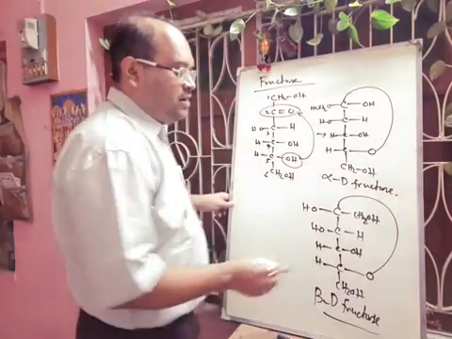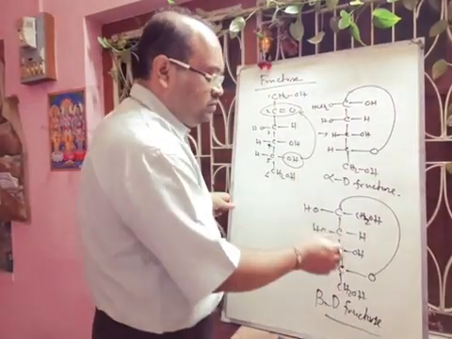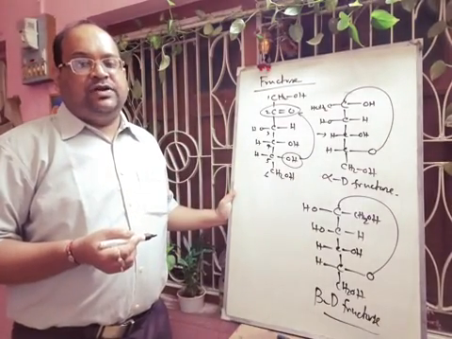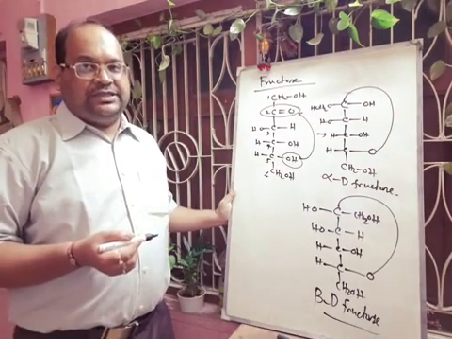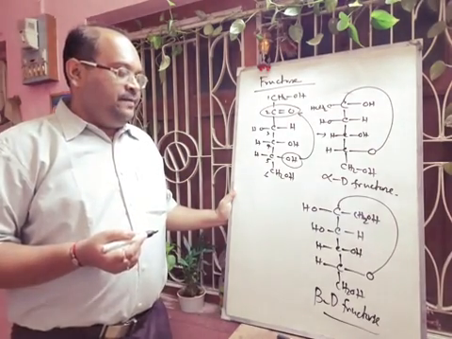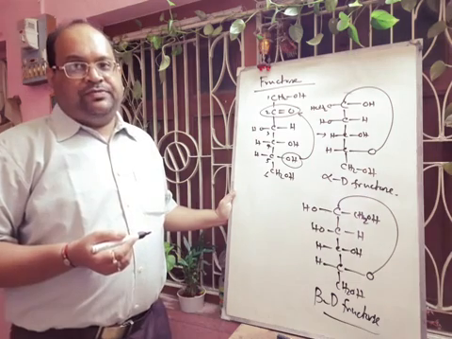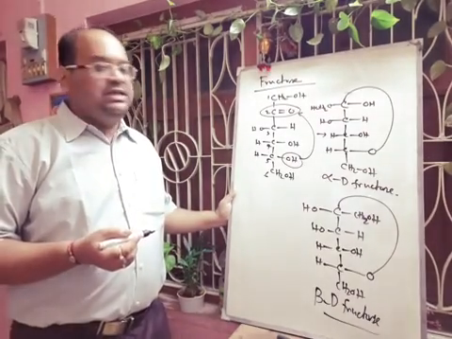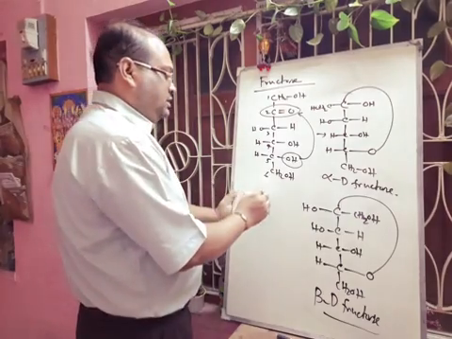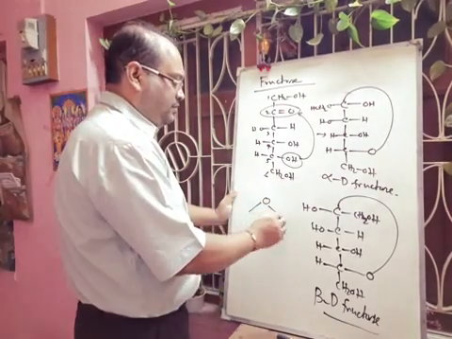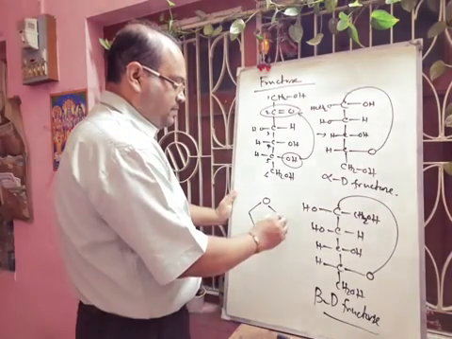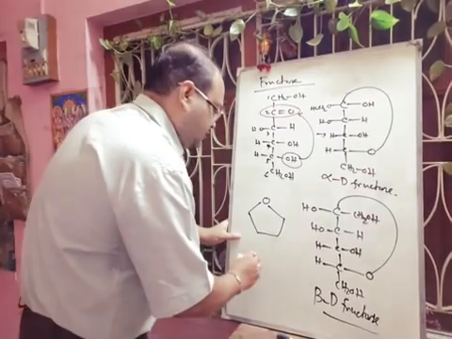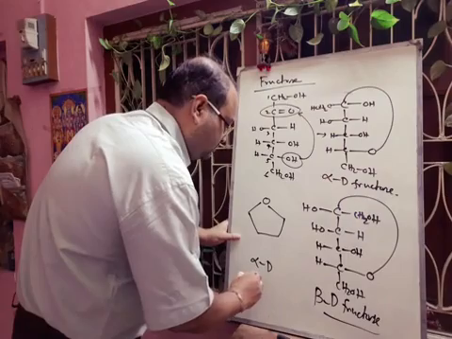Now here the total number of atoms in the ring is 1, 2, 3, 4, 5. So these 5-membered rings, if we draw the structure in Haworth projection, are furanose type. So if we draw the structure, then you can easily understand. So here I am drawing the Haworth projection formula. Here we are drawing this alpha D fructose.